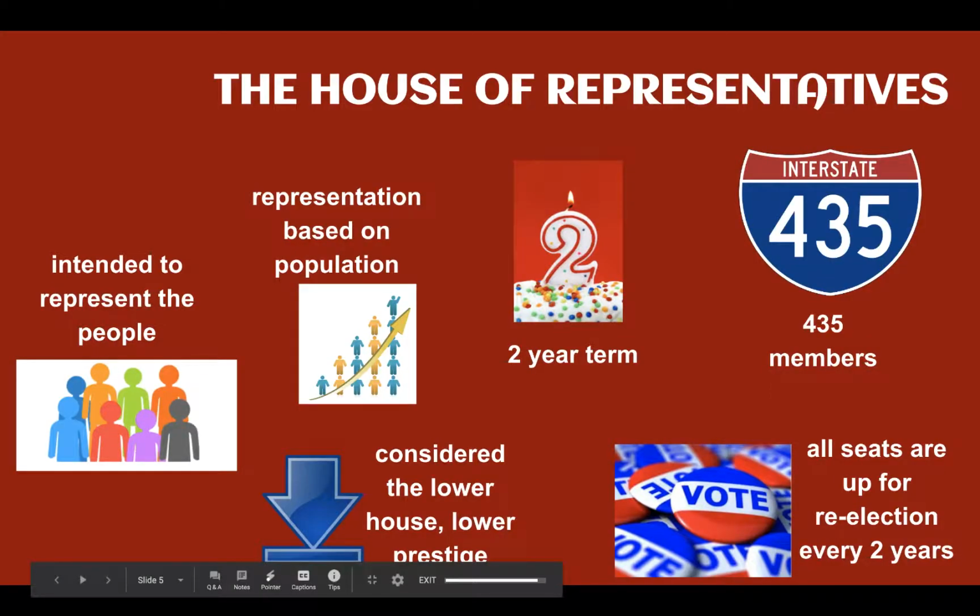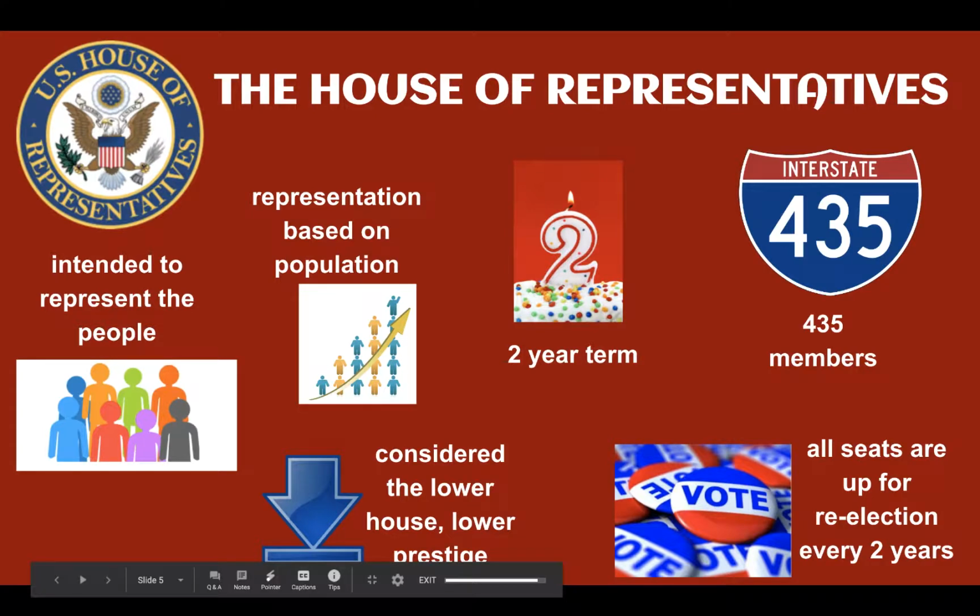We started by looking at the House of Representatives. The House of Representatives is intended to represent the people. Therefore, it's based on population. It is the lower house. It has lower prestige. It has a 2-year term for every member, and every member has to be reelected every 2 years. So, John Dingell from Michigan was elected once, and then he ran for re-election and won a total of 28 times in order to serve in the House for 59 years. I think that's the number.